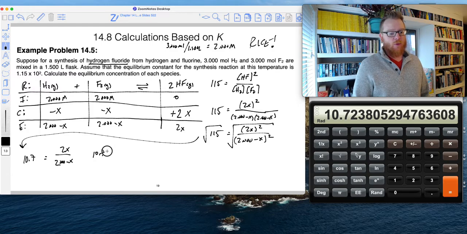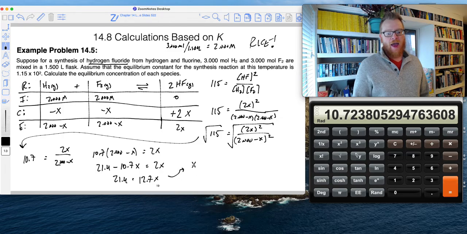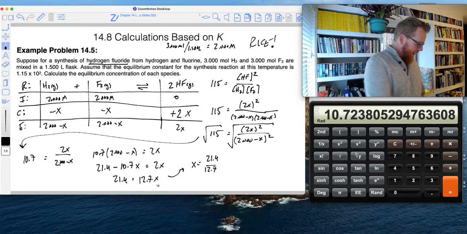So that's going to be 10.7 times (2.00 − x) all equals 2x. So we can distribute that through. And 10.7 times 2.000 is 21.4. And then 10.7 times minus x is minus 10.7x equals 2x. And so I'm going to add that over to this side. So now I get 21.4 equals 12.7x. And then now x equals 21.4 divided by 12.7.